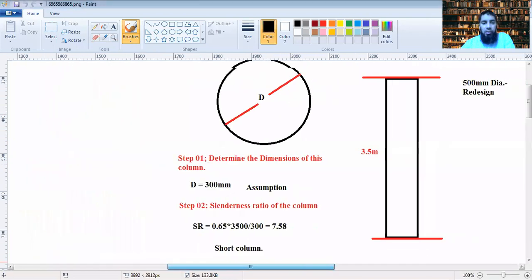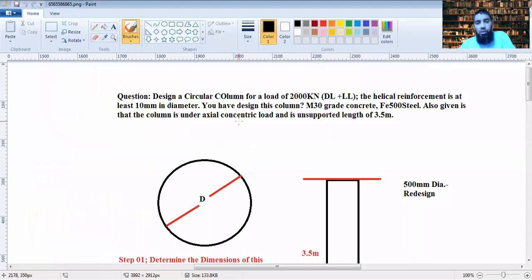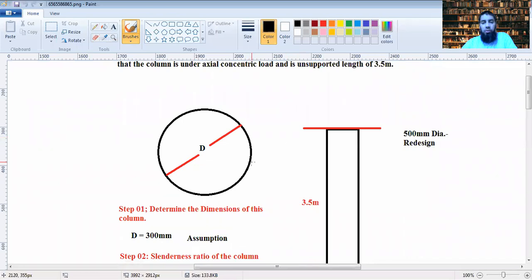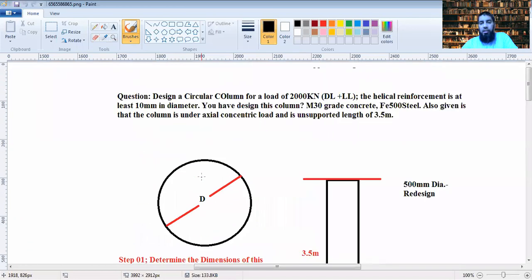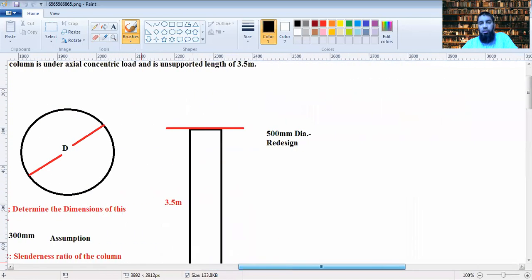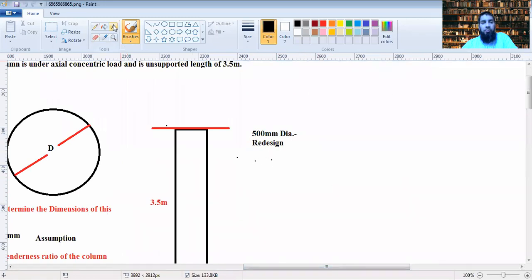In the last lecture we took this question to design a circular column for a load of 2000 kilonewtons. Here you will be providing helical reinforcement of 10 mm diameter, and you have to design this column for M30 grade of concrete and Fe500 steel. The column is under actual concentric loading, and it is 3.5 meters in length. We assumed 300 mm. Has any one of you redesigned this for 500 mm?